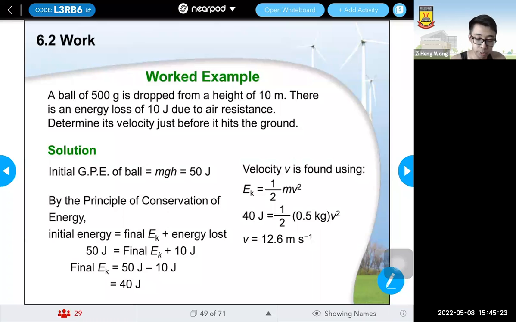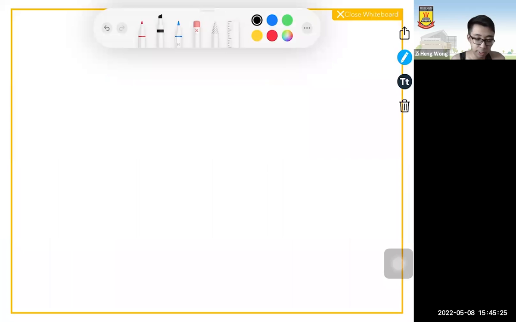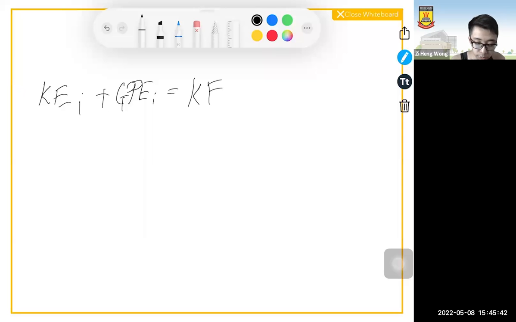Okay, just a quick one. I think that day in class, I did highlight a particular formula. I say that you can always see all the problems as initial KE plus initial GPE will be equal to final KE plus final GPE plus energy loss if there's any.